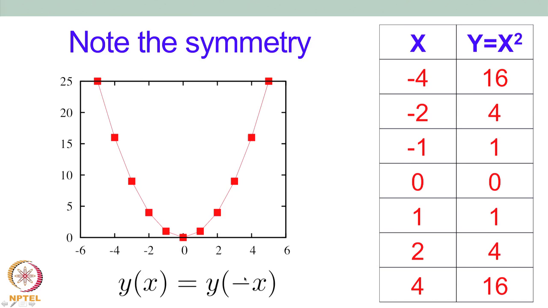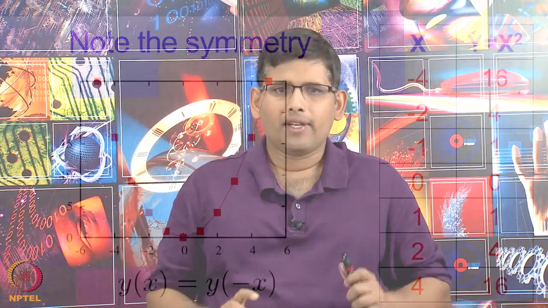This is important to understand, and this is why I am stressing it, because in future there will be many functions for which the symmetry is important, and we will stress on the symmetry because symmetric functions will have some properties which we will make use of in the future. So I want all of you to carefully understand the symmetry that y of x is y of minus x in this case when the function is x square.